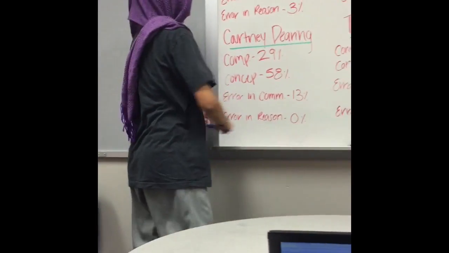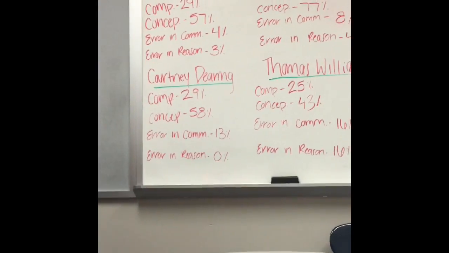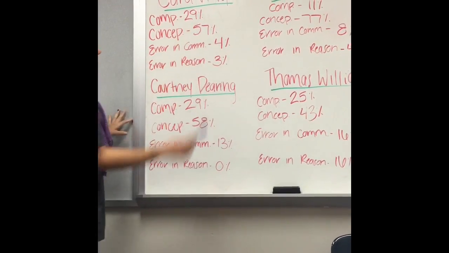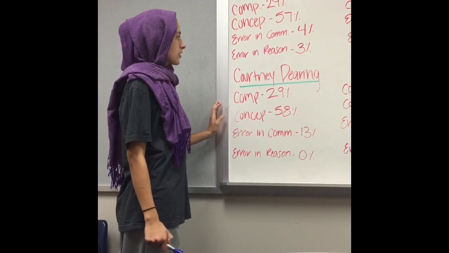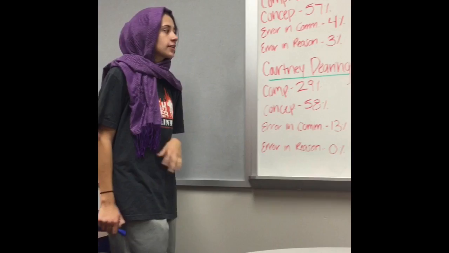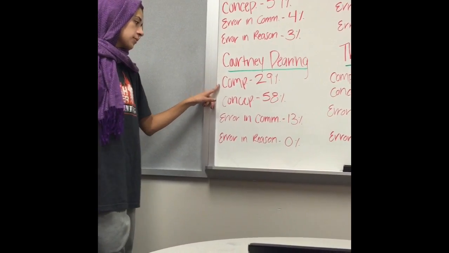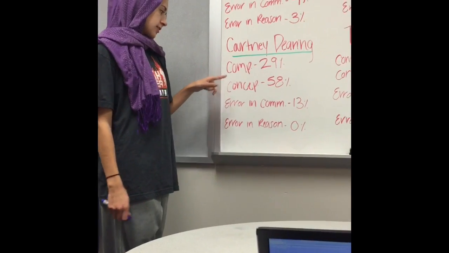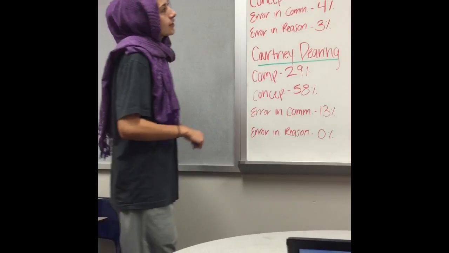Throw it over to Courtney now. Cara went up. 29% of her mistakes were computational, 57% were conceptual, 4% were error in communication, and 3% were error in reasoning. Me, I missed 29% in computational, 58% in conceptual, 13% in error in communication, and 0% in error in reasoning.